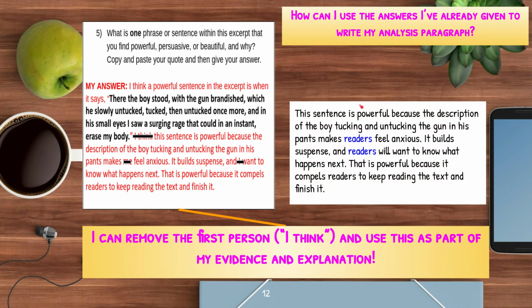This is what it would look like if I did. This sentence is powerful because the description of the boy tucking and untucking the gun in his pants makes readers feel anxious, instead of saying me. It builds suspense and readers will want to know what happens next, instead of I want to know what happens next. So all you need to do is replace or remove the first person. You shouldn't be saying I think or I feel.